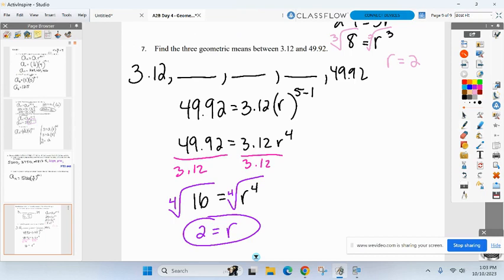And then multiply everything by 2 up here. So what we got there, 6.24. It's 12.48. And what's the last one here? 24.96.